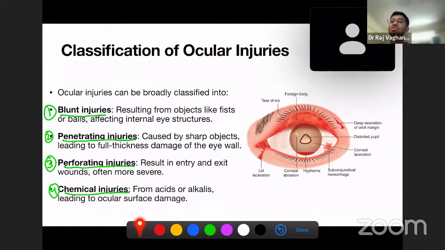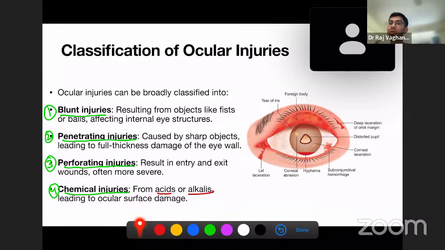Now chemical injuries. The name itself suggests something chemical is happening. What are the most common chemicals? Acids or alkalis, leading to damage to the ocular surface. For example, victims of acid attack: somebody throws acid in your eyes. That will result in chemical injuries. We are now just discussing the classification of ocular injuries.